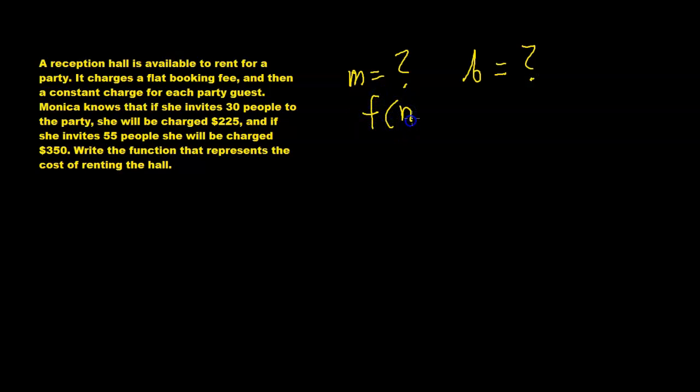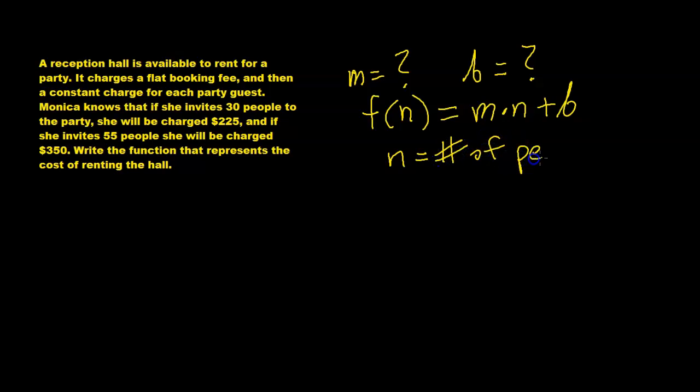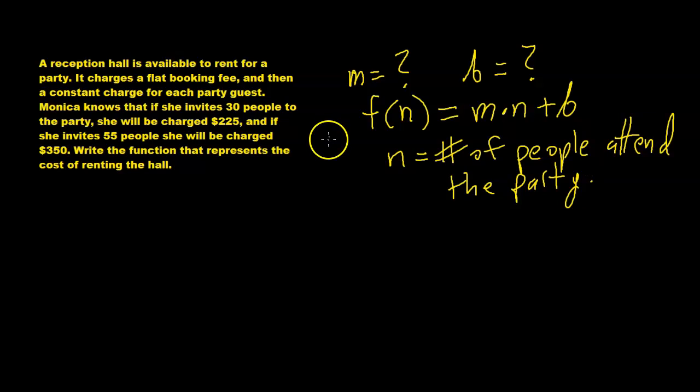Let's call it f of n equals m times n plus b, where n is our independent variable, right? And it represents the number of people attending the party, or the number of party guests, right? And you can see that this function is the same as if we used the variable x for our independent variable, right?